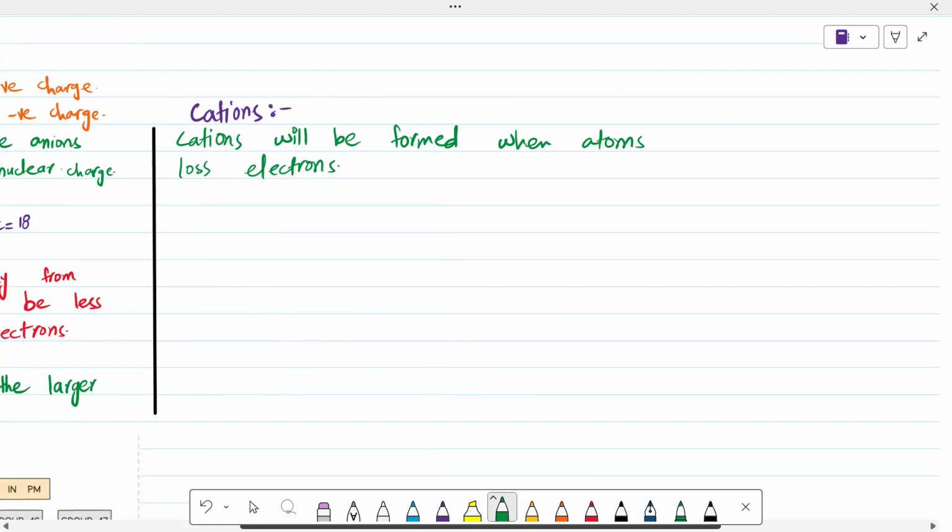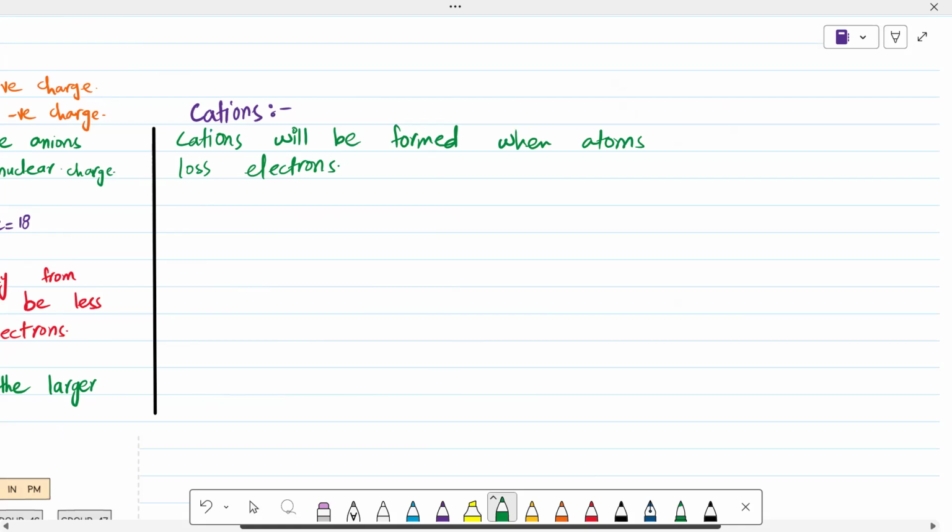Their size will increase or decrease? Ionic radii. Their size will decrease. Why? Because there's less attraction between the electrons.